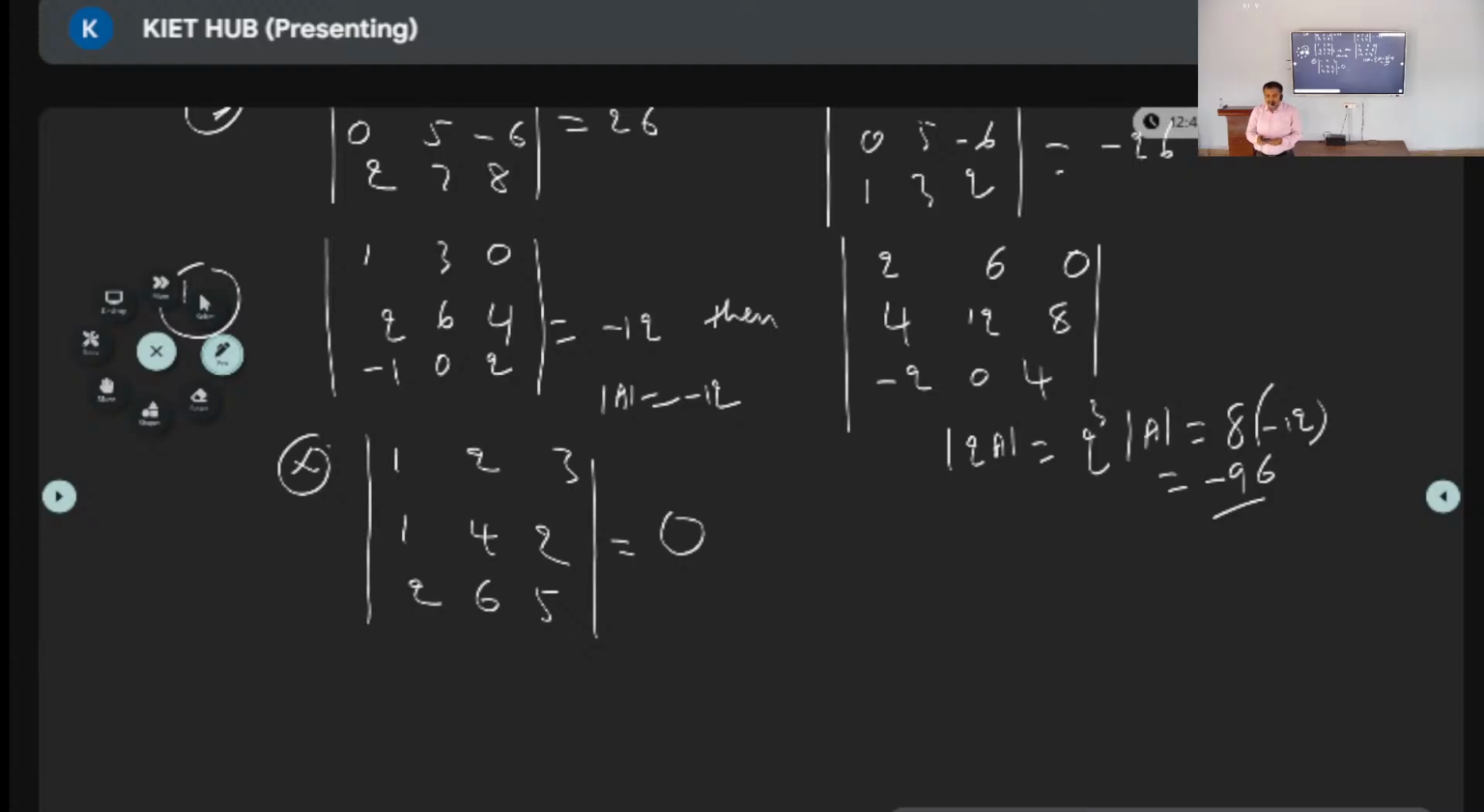What is the determinant of A inverse property? Determinant of A inverse.